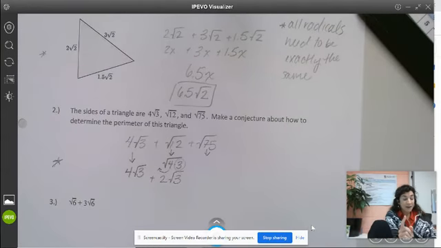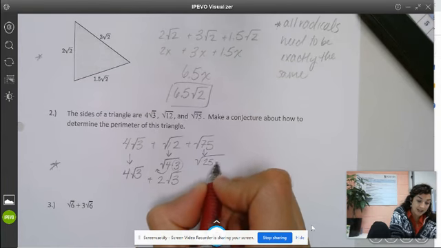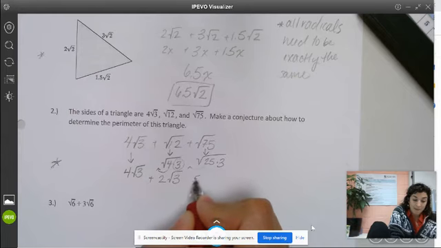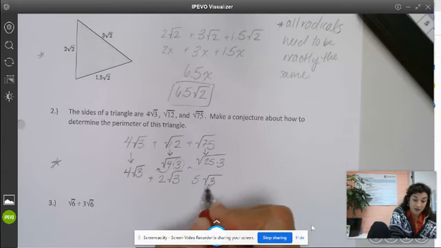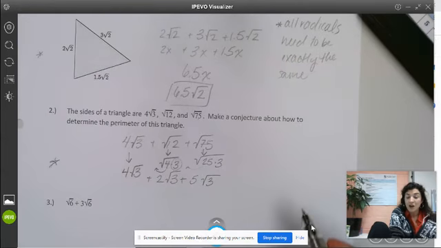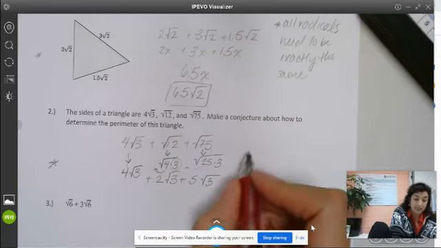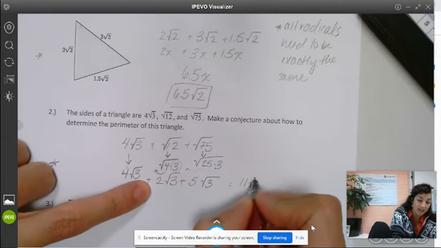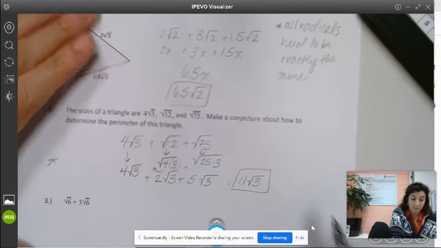Square root of 75 is not a perfect square, but there is a perfect square that goes into it. The perfect square is 25. So you can think of this as 25 times 3. 25 will come out and become 5. And then all of the non-perfect squares have to stay inside, which means that your 3 stays inside. Once you simplify down these radicals, then you can add these coefficients together. 4 plus 2 is 6, plus 5 is 11. So we have 11 square roots of 3 for our perimeter.